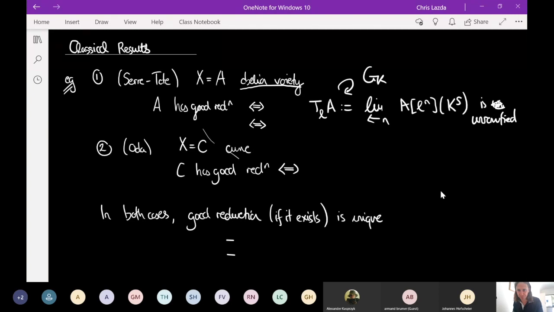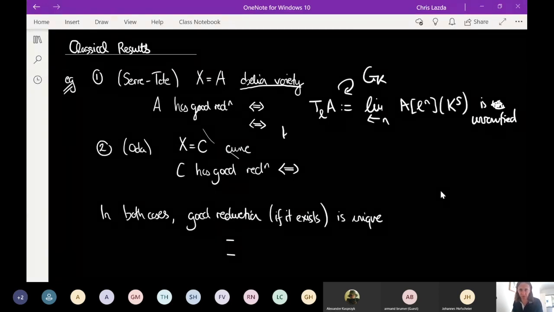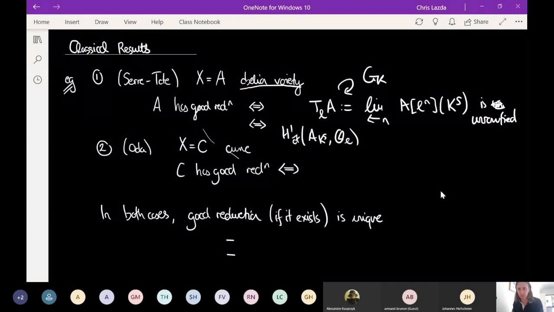So just another way of stating this, which is essentially giving a different description of the Tate module, is that this holds if and only if the Galois action on the first étale cohomology group is unramified. Essentially because this cohomology group is just the dual of the Tate module tensored with Q_l.